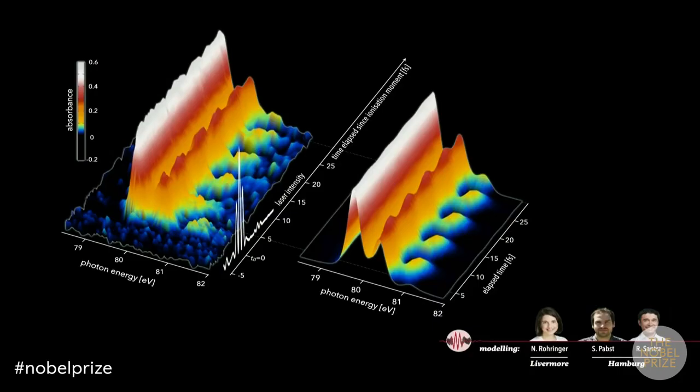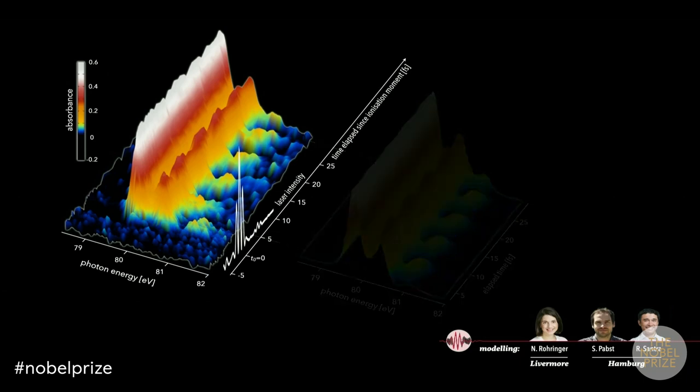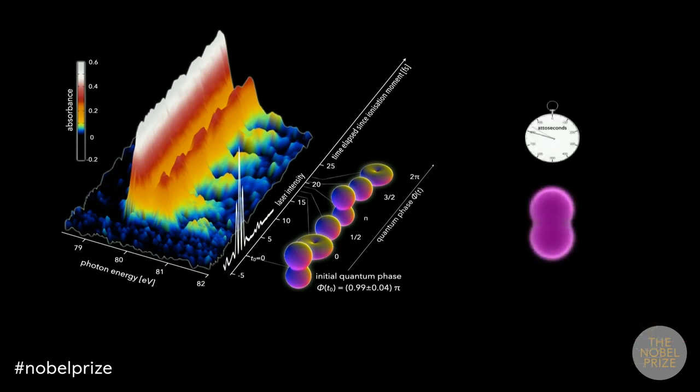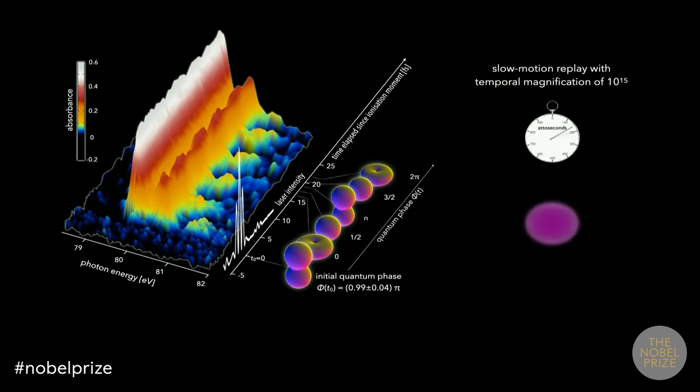So here you see the result of that modeling, and the excellent agreement between theory and experiment allows actually to reconstruct the attosecond snapshots of the whole density distribution versus time delay, and even the initial quantum phase between the two components of the wave packet of this hole that we create. So from all this information, we can completely reconstruct the subatomic motion following tunneling ionization. Here in a slow motion replay with a temporal magnification of 10 to the 15.